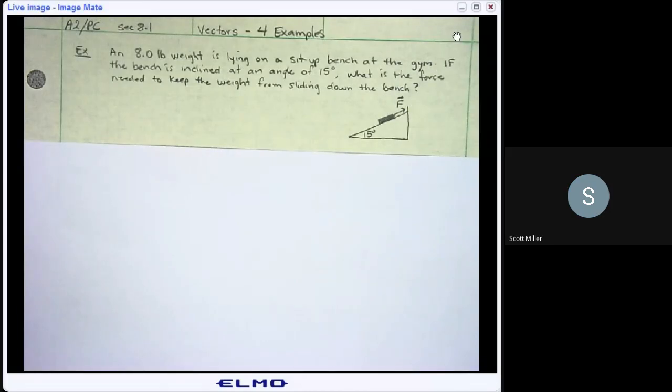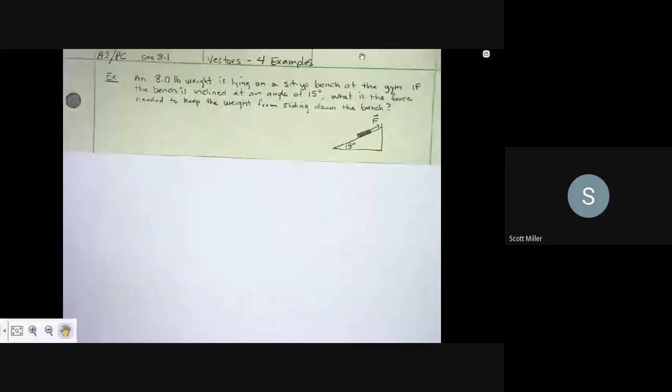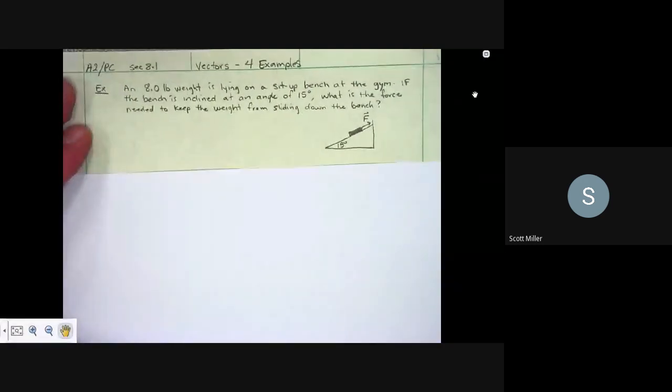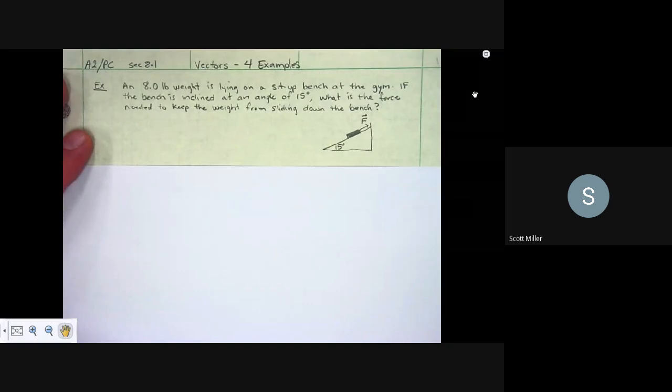So I'm going to do 4 examples that use some of the homework problems that use vectors to help us solve these things out. These are kind of classic problems that we want to deal with. And I'll walk you through the solution for each one of these things. And here we go.